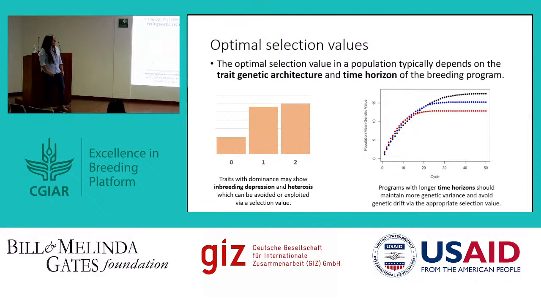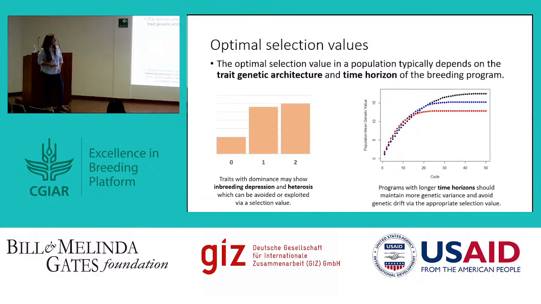The other idea is a little more complicated. This idea is that programs with longer time horizons, longer expected time where they want to make genetic gain, need to maintain more genetic variance and avoid genetic drift via the appropriate selection value. So Dorcas is going to talk a lot more about this. I'm just going to tell you how you can use a selection value to do that.